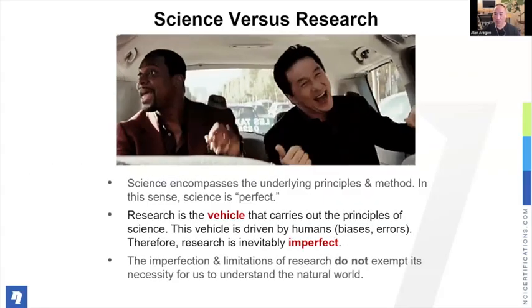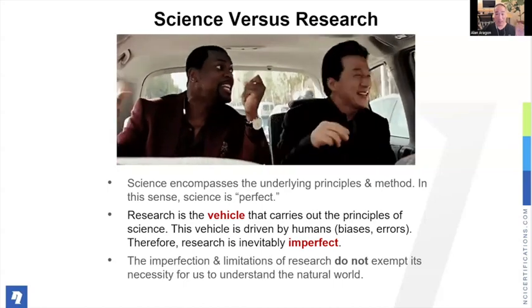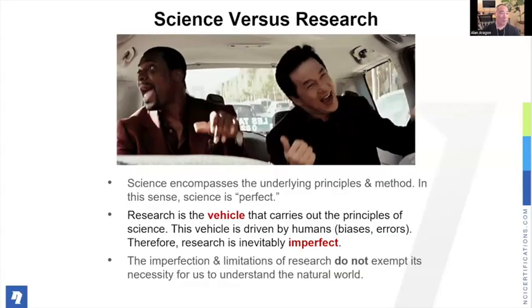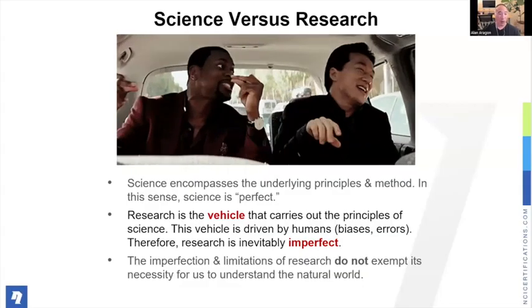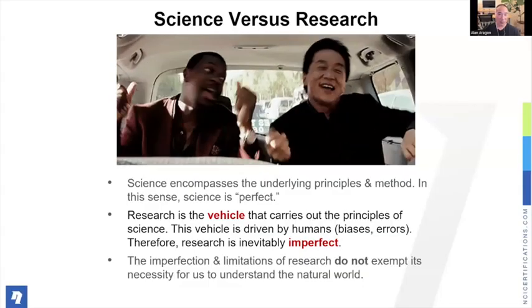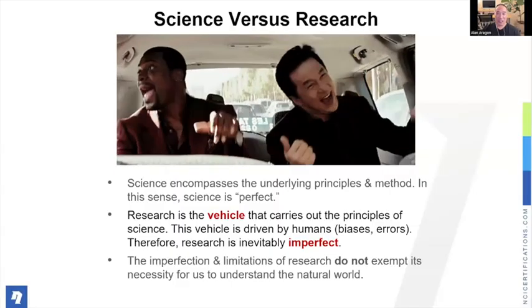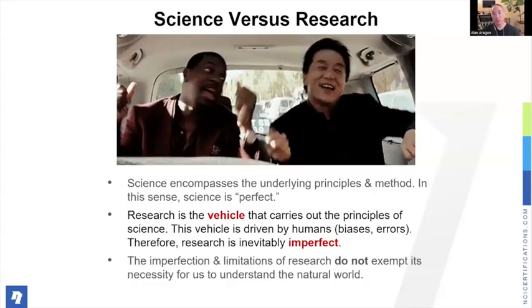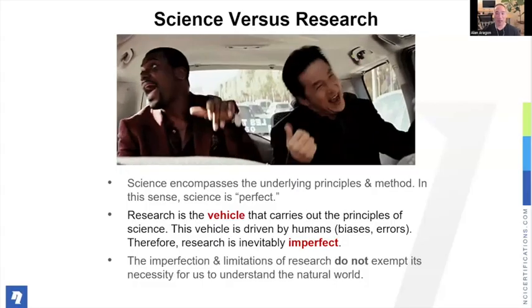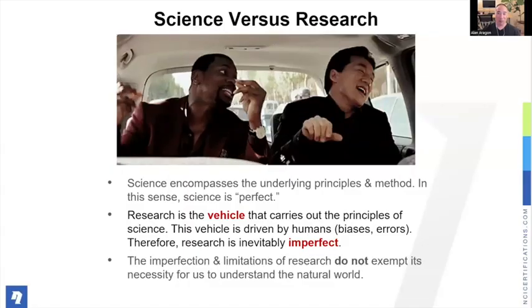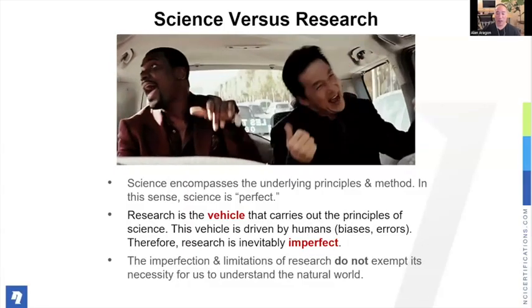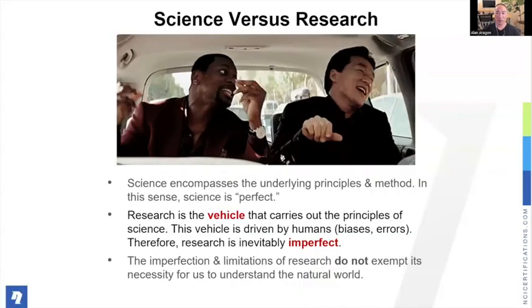An important point, though: just because scientific research is imperfect and has all the human flaws written all over it, this doesn't make it inferior to just whims, speculations, anecdotes, gossip through the grapevine. Scientific research is the best tool that we have for understanding the natural world.